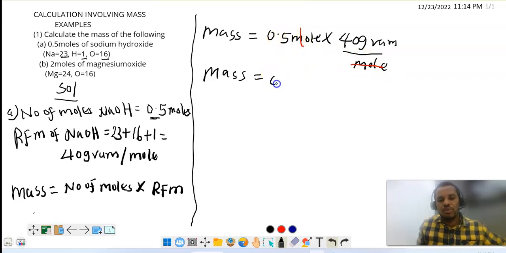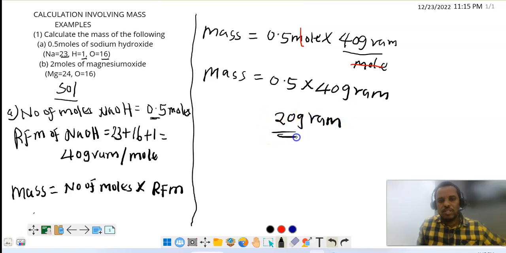Because I already cancelled mole by another mole, it is 0.5 times 40 gram. Only 40 gram remains here. When you multiply 0.5 times 40, you will get 20 gram. So that's how you calculate it.